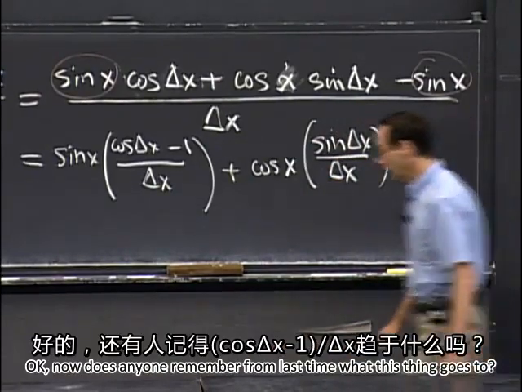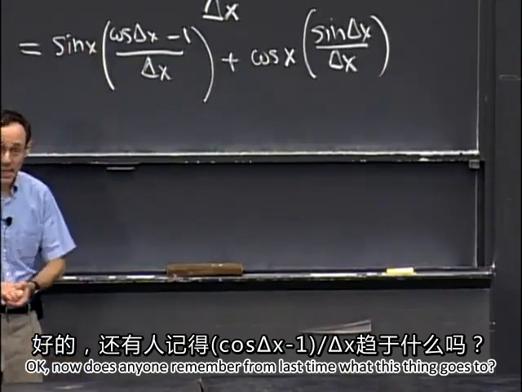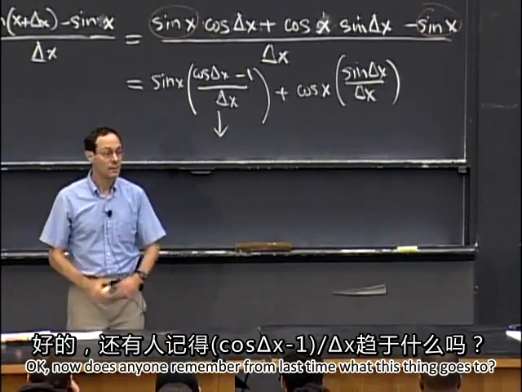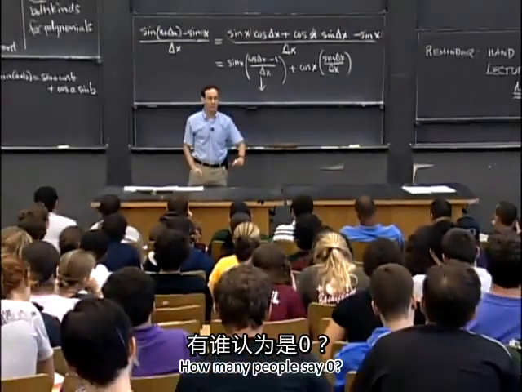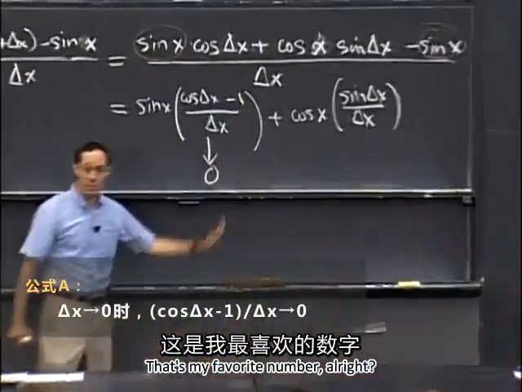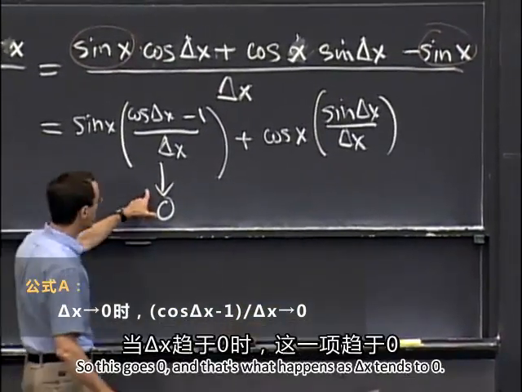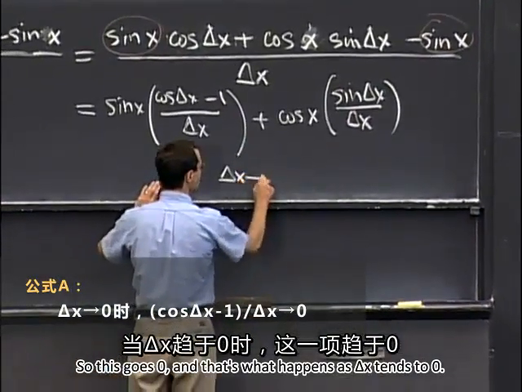Okay, now, does anyone remember from last time what this thing goes to? How many people say 1? How many people say 0? All right, it's 0. That's my favorite number. It's the easiest number to deal with. So this goes to 0. And that's what happens as delta x tends to 0.